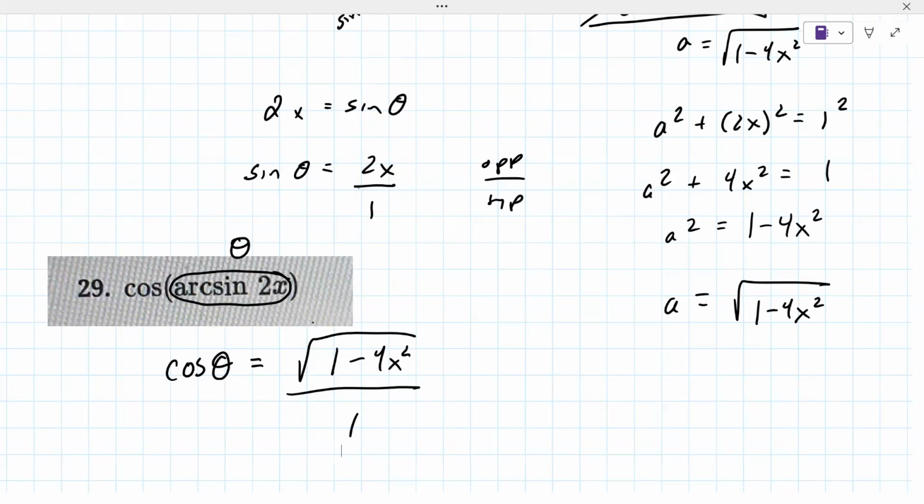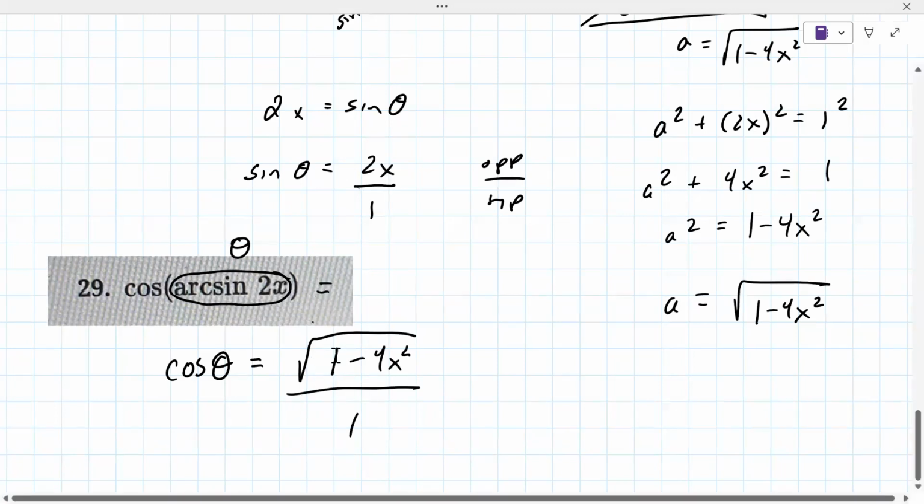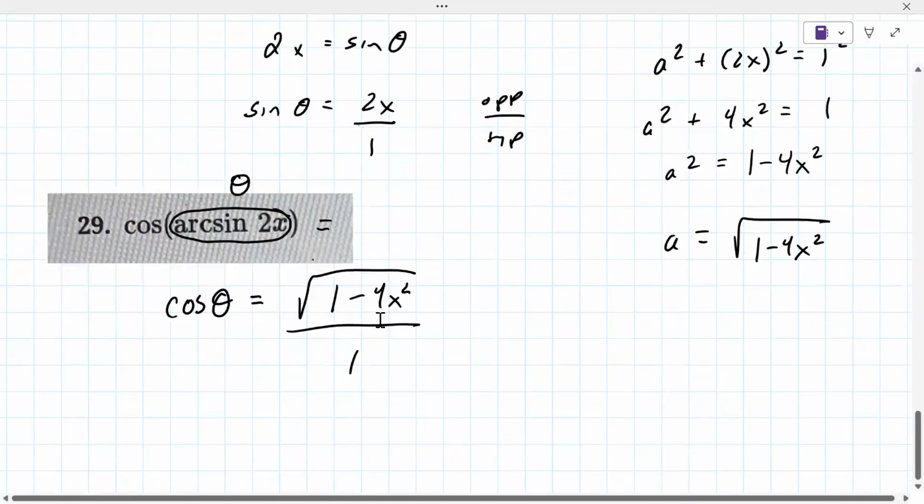So I'll do a couple more here to illustrate this. I'll do 30 next. It'll be a little more involved. This is the final answer, by the way. So the final answer is square root of 1 minus 4x squared.